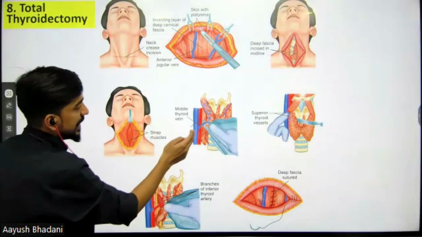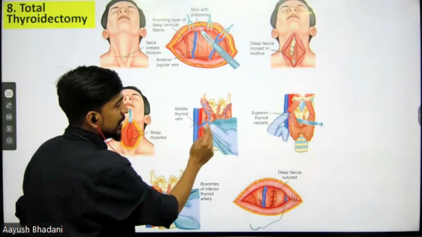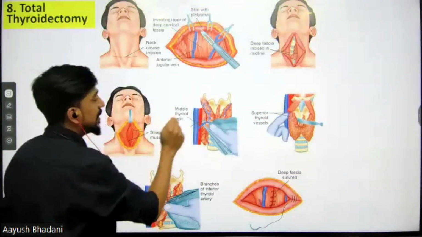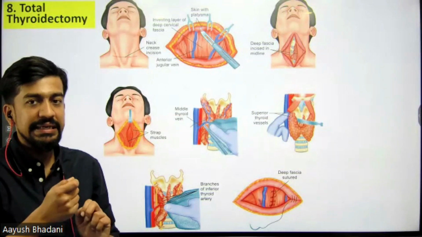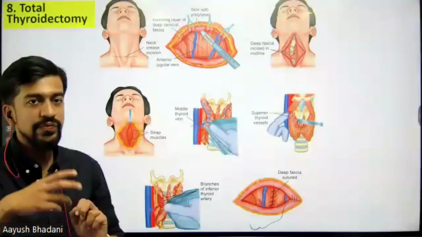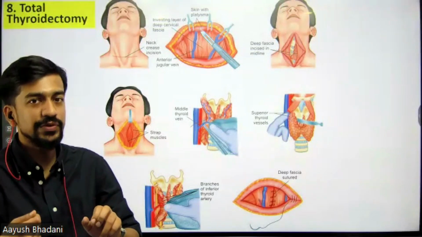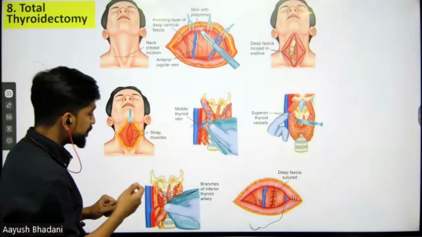The first structure which we need to ligate is the middle thyroid vein. After ligating the middle thyroid vein, we go for the superior thyroid and the inferior thyroid vessels. Why the middle thyroid vein first? Because it gets plucked off very easily. So if you are manipulating the thyroid, it can just come off and start bleeding profusely. It's very delicate, so it is the first structure which we usually tie.